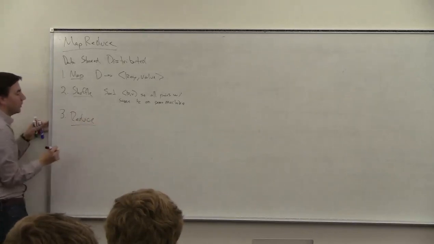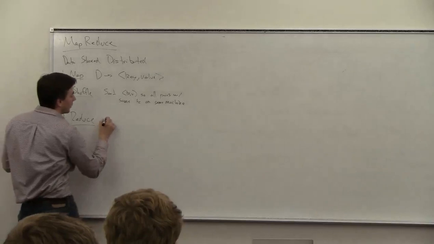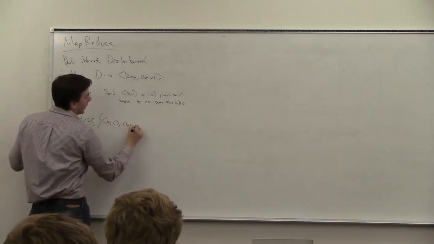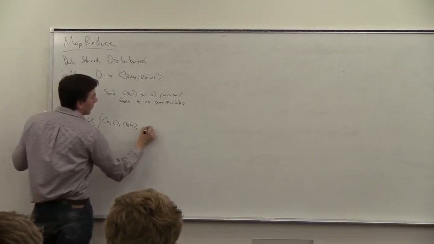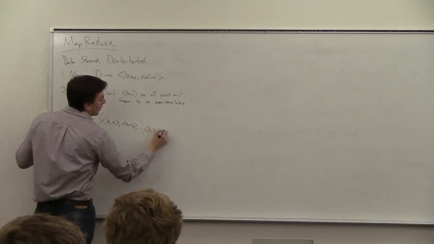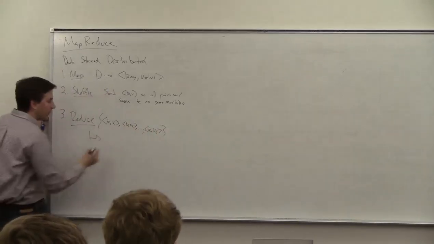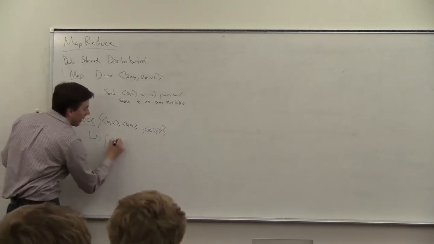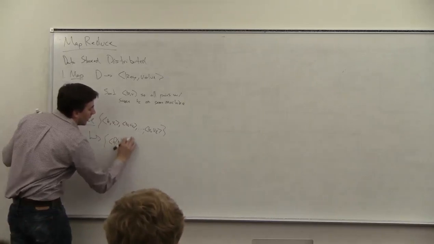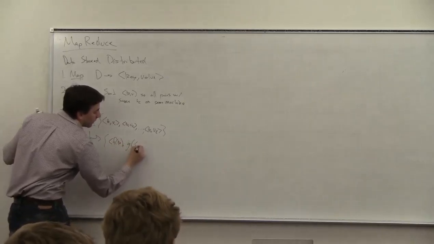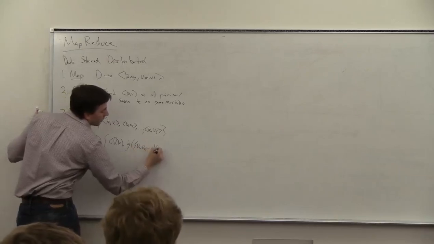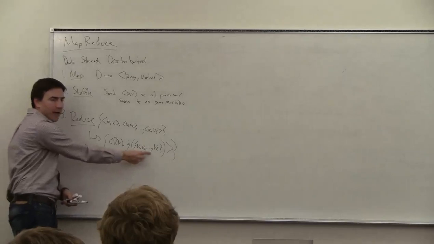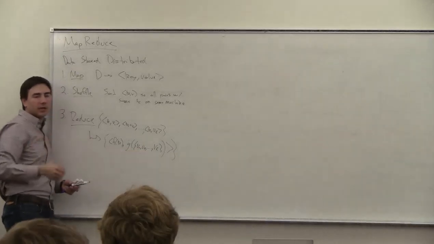Then the second thing that you need to do is the reduce step, and this will take some set of these items, which all have the same key. It's going to do some computation and output one key value pair or a set of key value pairs, so possibly some function of k, and then some other function of the values. It's probably going to take all the values that you've mapped to the same location and then do some computation on them.